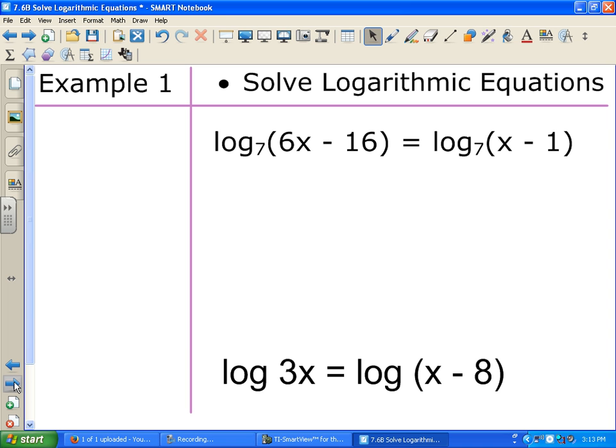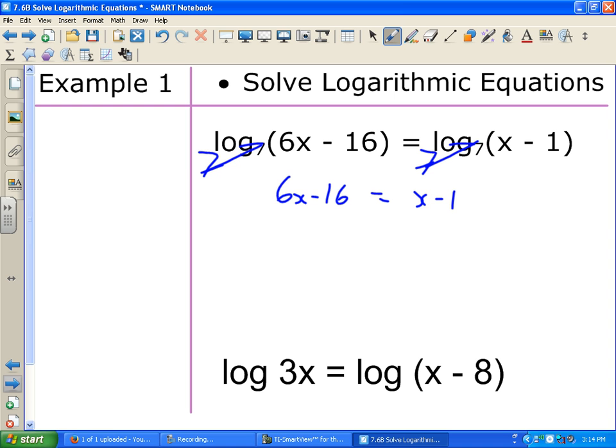Example number 1, log base 7 of 6x minus 16 equal to log base 7 of x minus 1. We have a log base 7 and a log base 7. I sure would like to get rid of them. However, how will I do that? Introduce a base 7 to both sides of the equation, so that I've isolated the log. There's my identity. I have 6x minus 16 equal to x minus 1.